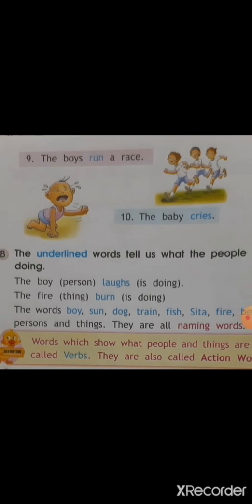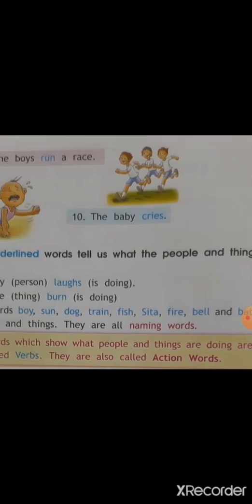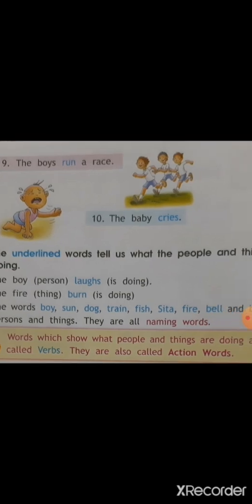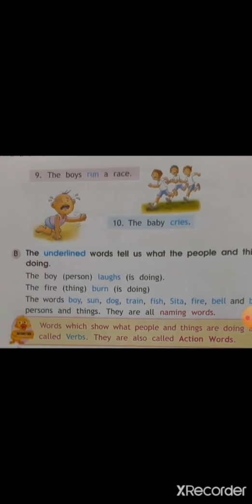Now, the underlined words tell us what the people and the things are doing. These underlined words, the blue words, are telling us what these people are doing, or what the things are doing, which action they are doing.